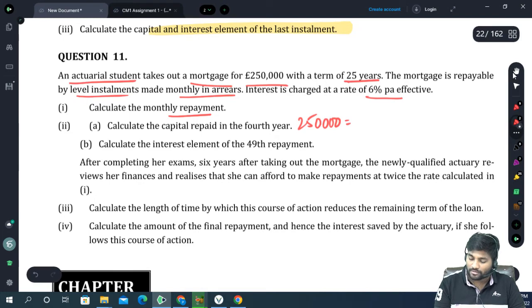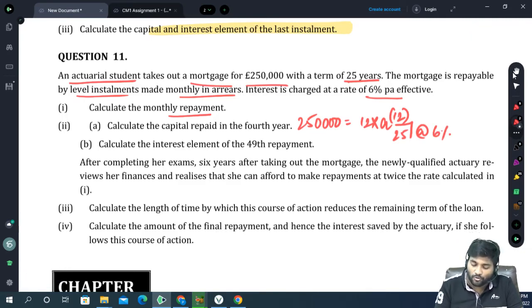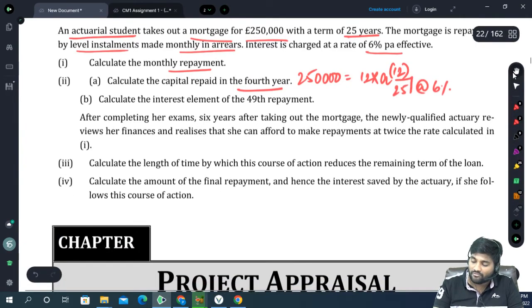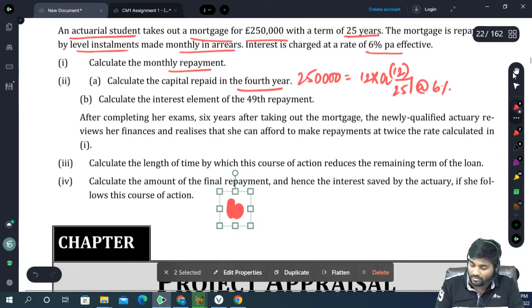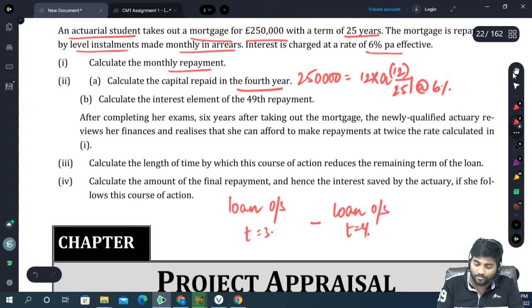2,50,000 is equal to 12x, A12, 25, at the rate 6%. Calculate the capital repaid in the fourth year. How to calculate the capital repaid in the fourth year? We will calculate what? Very good. Loan outstanding at time 3 minus loan outstanding at time 4.